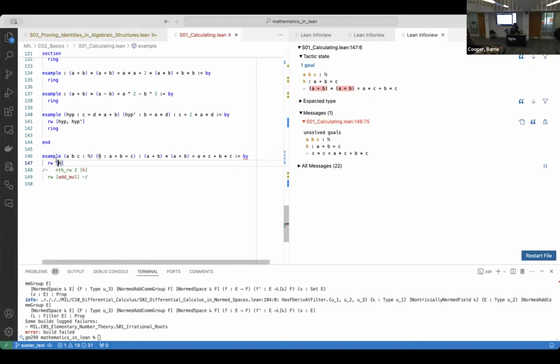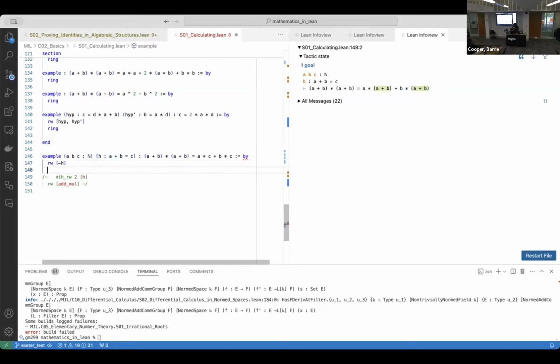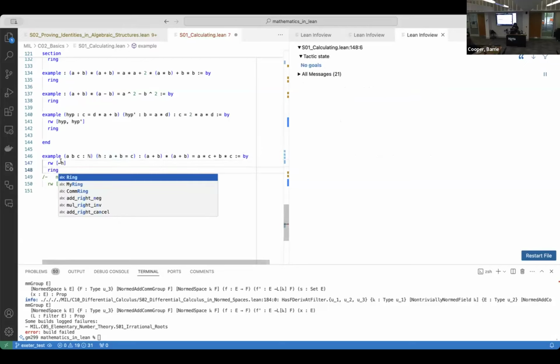Yeah, I guess that might work, replacing all C's with A plus B. And now ring will do it. It has a long way to go, but okay, yeah, that would work.